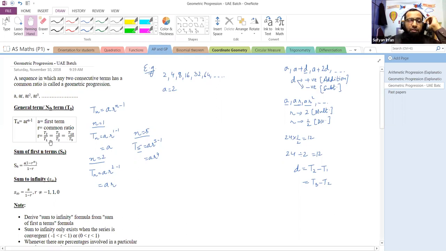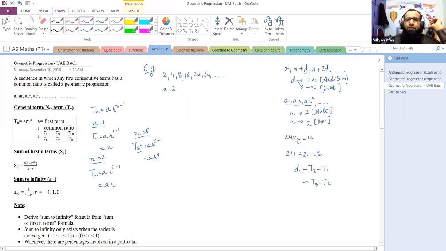So this means if we have T1 and T2, then it's T2 upon T1. If we have term 2 and term 3, then it's T3 upon T2. If we have the 9th and 10th term, then it's T10 upon T9. So it depends which two consecutive terms we have. The later term will come in the numerator and the previous term will come in the denominator, right?